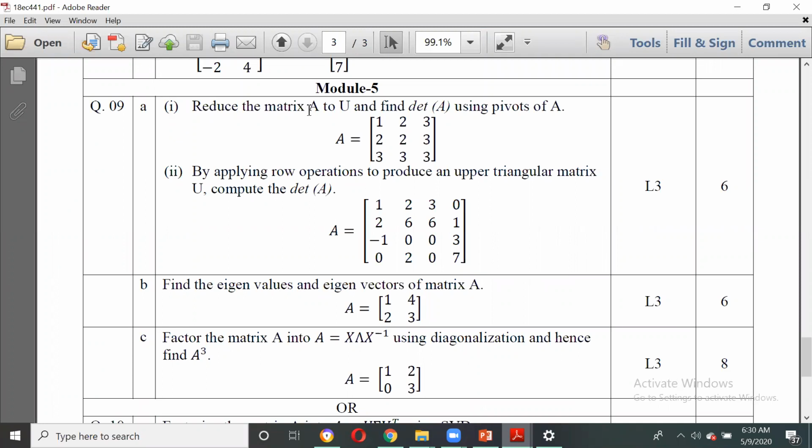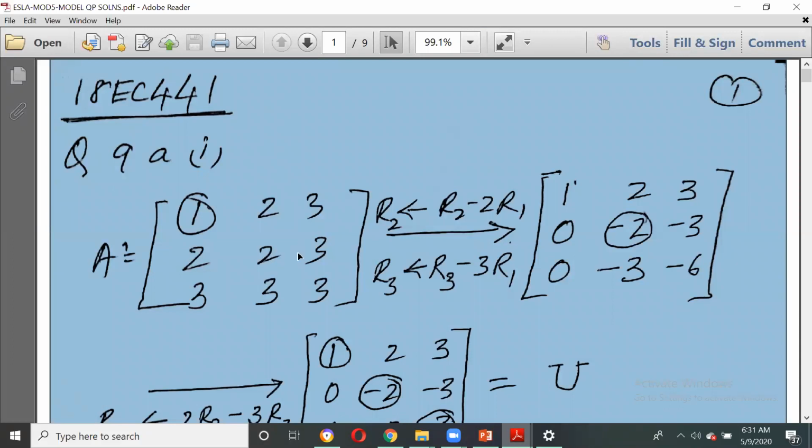We have to reduce the matrix A to the echelon form U and find the determinant of A using the pivots of A. So A is given, and let us try to see the solution. Given A, we need to reduce it into the echelon form. This is already 1, so it becomes the pivot, and now these two should be made zeros. To make this zero, we write R2 minus 2R1 goes into R2.